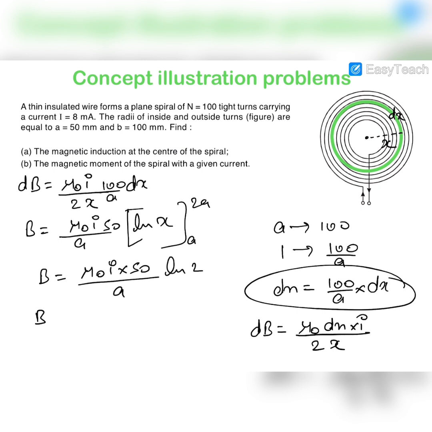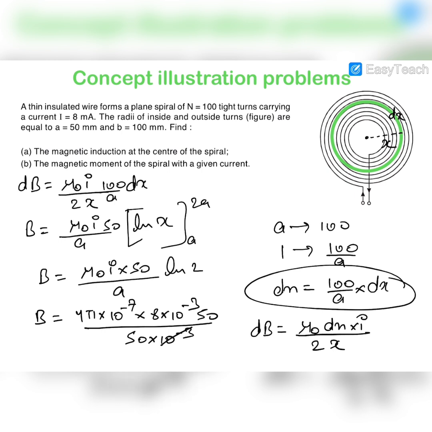So B will be equal to, mu naught is 4 pi into 10 raised to power minus 7, I is 8 into 10 raised to power minus 3, number of turns is 50, and a is 50 into 10 raised to power minus 3. Cancelling this, ln 2. So B will be equal to 32 pi into 10 raised to power minus 7 ln 2, or we can say 8 mu naught ln 2. This will be the value of the magnetic field.